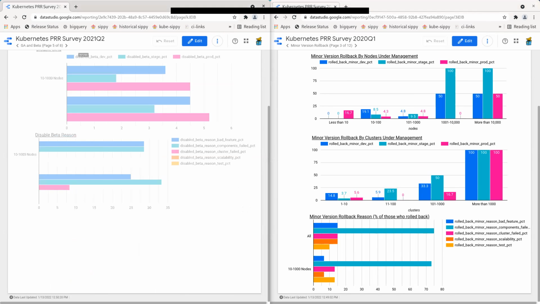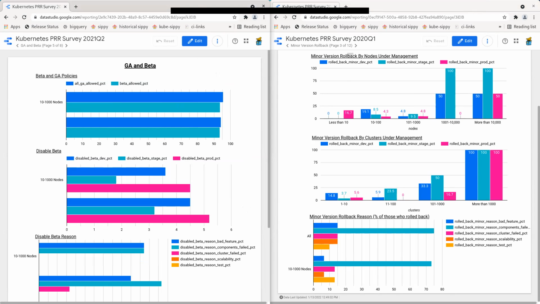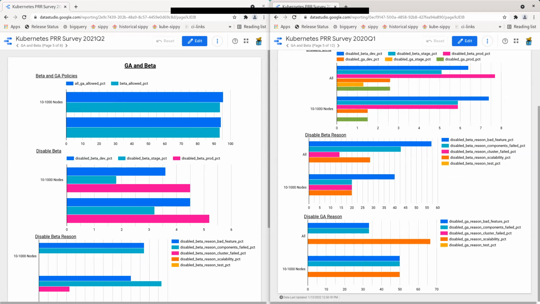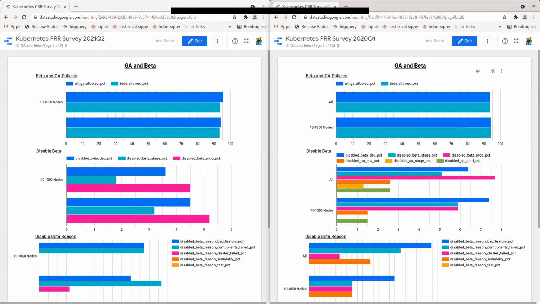Another thing that stood out is the usage of our APIs, and I'm going to go to two different pages here. This page shows us the number of people who enable or allow beta, not enable it. They aren't making a choice, but they allow beta in production. And we can see that we have over 90% of clusters that allow usage of beta APIs in production. And this is a problem for a couple of reasons.